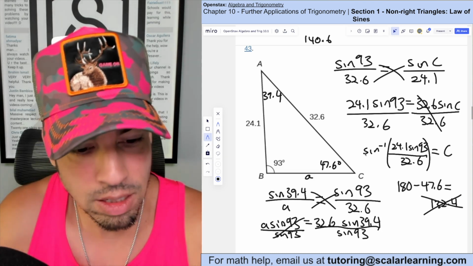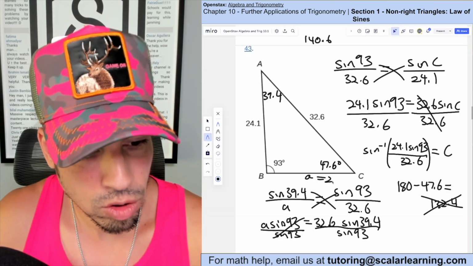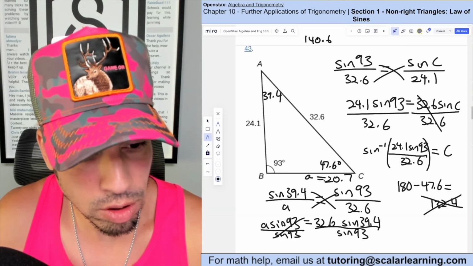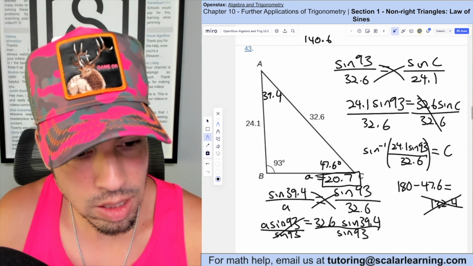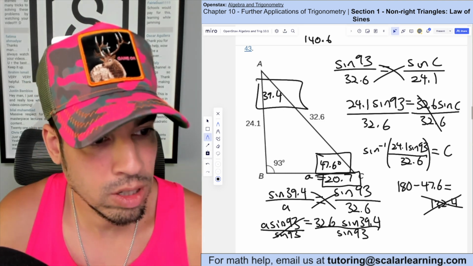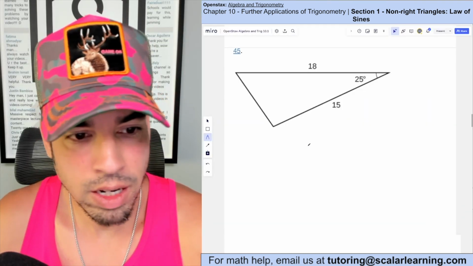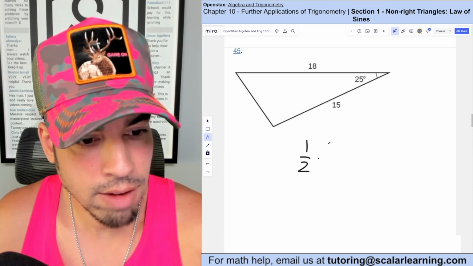And let's plug that into Desmos. And we get 20.7. So this side length is 20.7. So here are the three answers. 20.7 for the side length, 47.6 degrees for angle C, and 39.4 degrees for angle A. Boom, done.